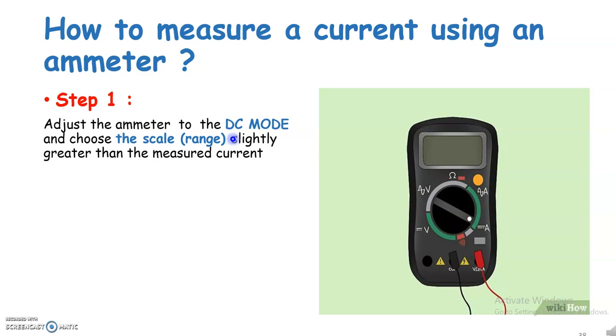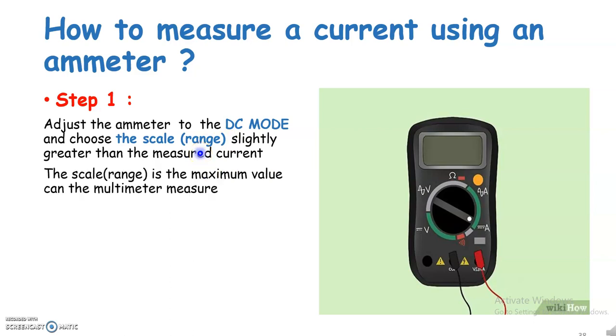The second step is to choose the scale or range. What do I mean by scale or range? Scale represents the maximum value the multimeter or ammeter can measure. For example, here I will find several numbers. If I choose, for example, 10 ampere, this means that I forced my ammeter to measure a maximum of 10 ampere. My ammeter cannot measure a value above 10 ampere.